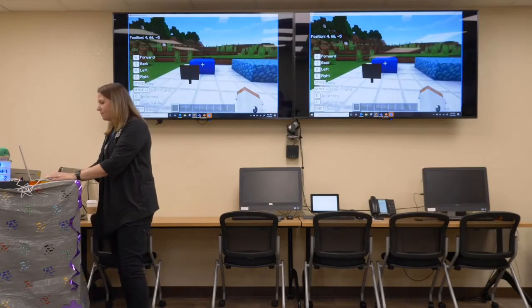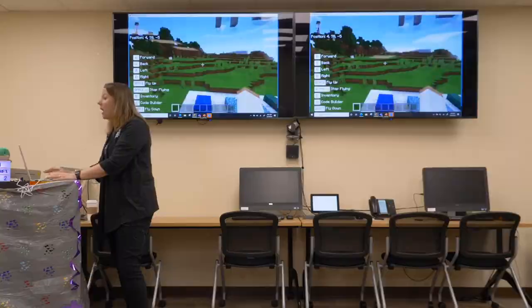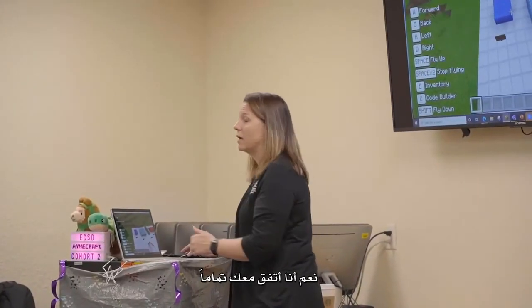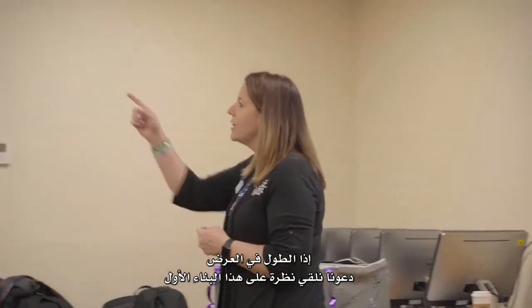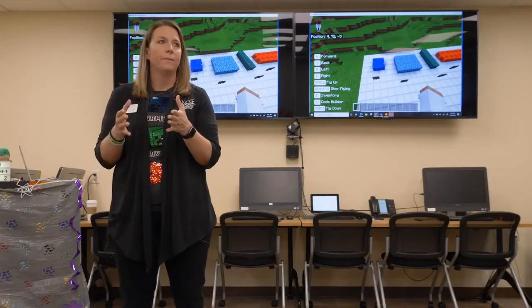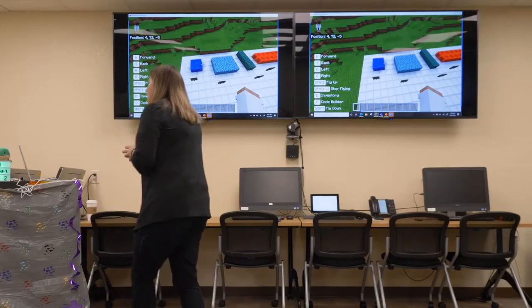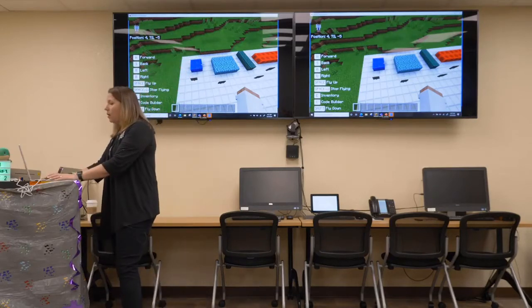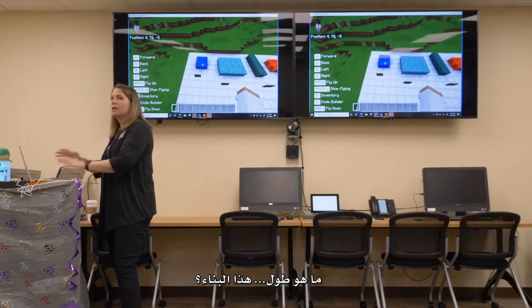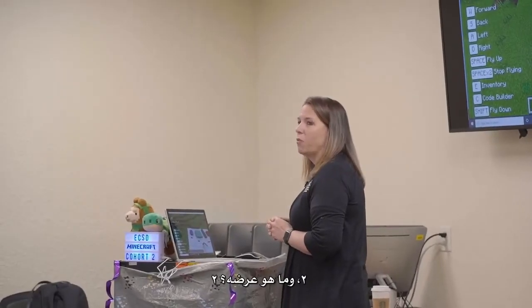So here, what's that? Yes, oh, I agree. Wholeheartedly, I agree with you. We do need to know it. So my length times width. Let's look at this first structure. Okay? And so, what is our length of this structure? 2. What is our width?